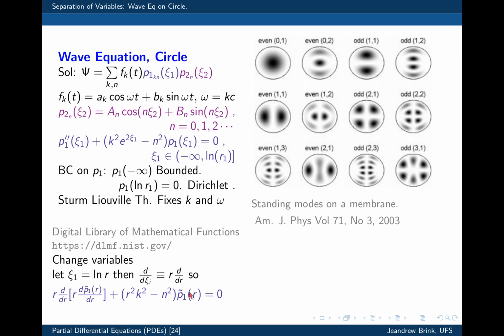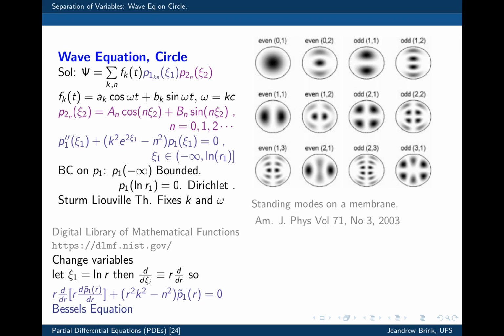And so we're going to have d/dx C1, which is basically r times d/dr applied to d/dx C1, which is just r times d/dr of P1. I've renamed it P1 because it's no longer viewed as a function of C1, but rather of r, just to avoid confusion. And then here I've replaced the e to the 2 C1 by r squared, minus n squared P1 of r. So that equation is Bessel's equation.